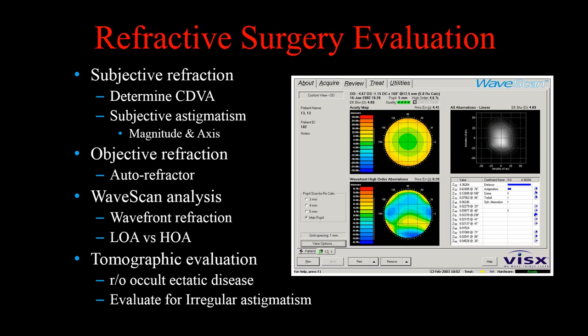We do an objective refraction, again to validate our subjective refraction and also determine magnitude and axis of the astigmatism. And we do a wave scan analysis, again to determine a wavefront refraction and also to separate high-order aberrations from low-order aberrations. We use tomographic evaluation, or the Pentacam, really to rule out occult ectatic disease. We don't really use the Pentacam as much to determine the refractive status. We really use it to separate normal from abnormal. We're looking again to make sure we don't have irregular astigmatism. And the main reason we do tomography in our refractive surgical patients is to rule out occult ectatic disease.